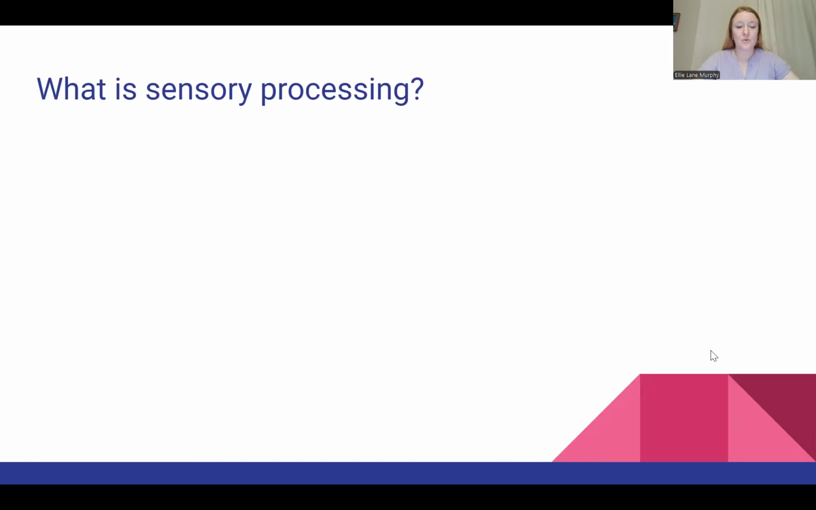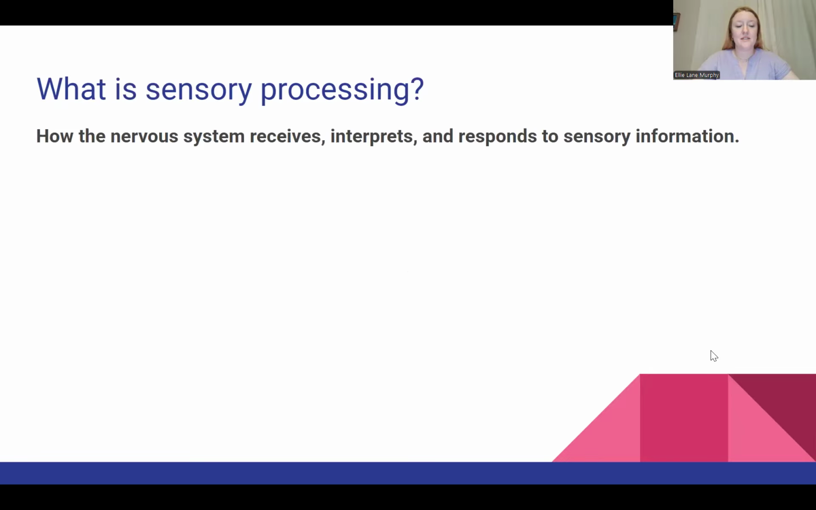So, what is sensory processing? What does this mean? Essentially, it's how the body's nervous system receives, interprets, and responds to sensory information. So the environment is constantly giving us sensory information that our nervous systems need to process and use to make decisions, interact with the environment, and complete our daily activities.